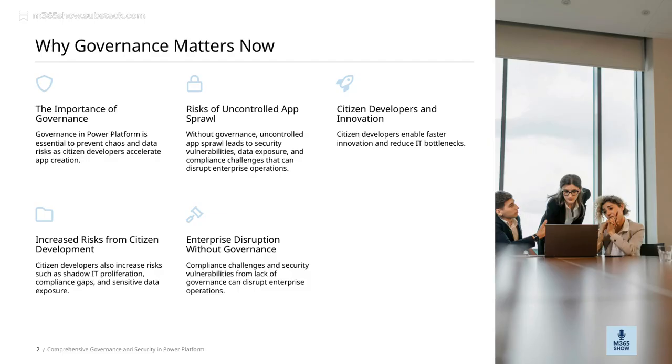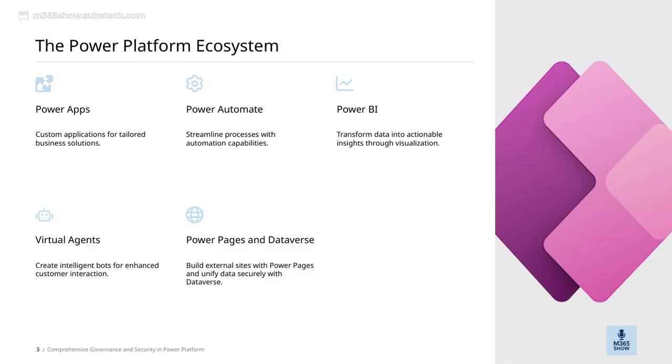Welcome to Slide 3, where we explore the Power Platform ecosystem and how it provides comprehensive governance and security. One of the key strengths of this ecosystem is its ability to build external sites using Power Pages, allowing you to create engaging, secure web experiences. These sites can seamlessly unify data with Dataverse, ensuring everything stays consistent and protected. Next, we have Power Pages and Dataverse working together to enable secure data sharing and management, which is critical for maintaining control over your information.